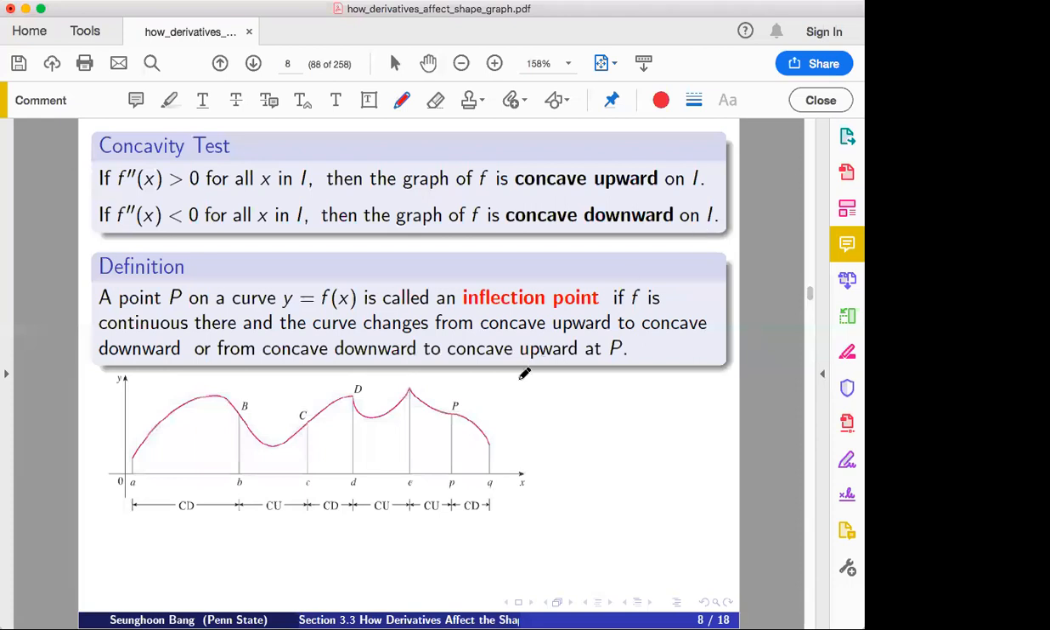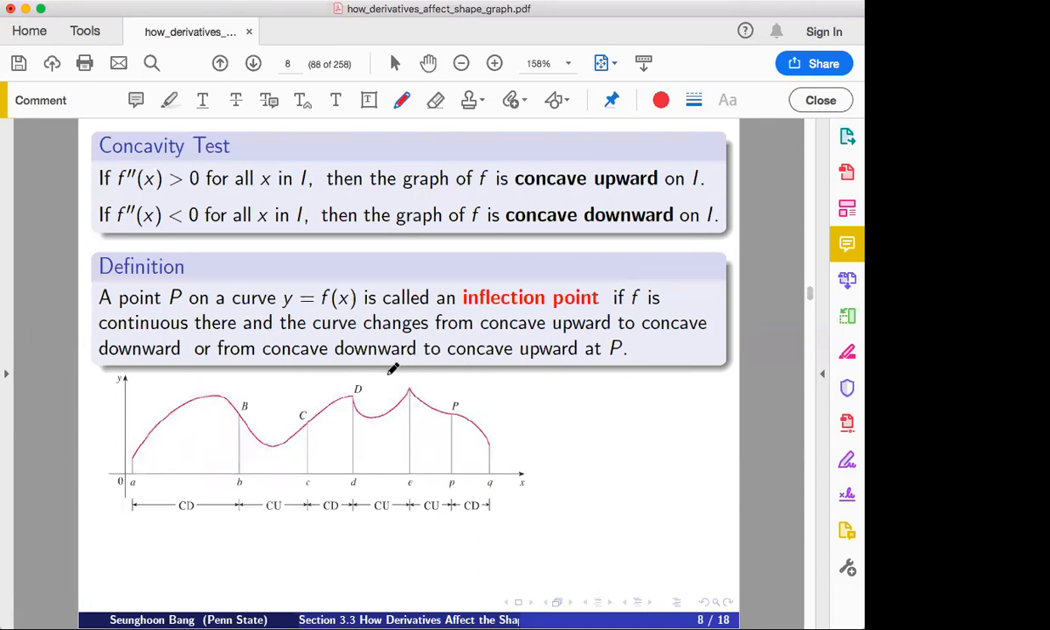I'm gonna give one example here. This graph is concave downward. B to C is concave upward, CD concave downward, then concave upward, EP concave upward, PQ concave downward. So how many inflection points do we have?